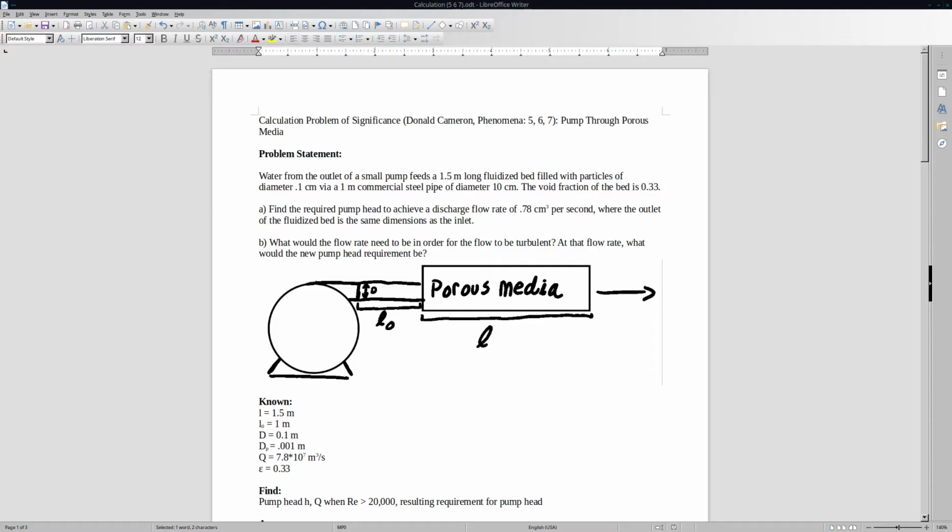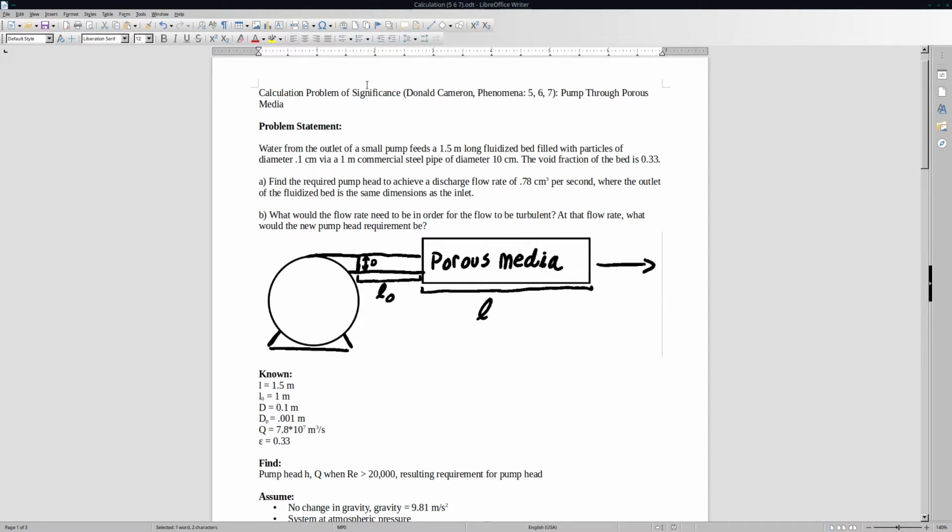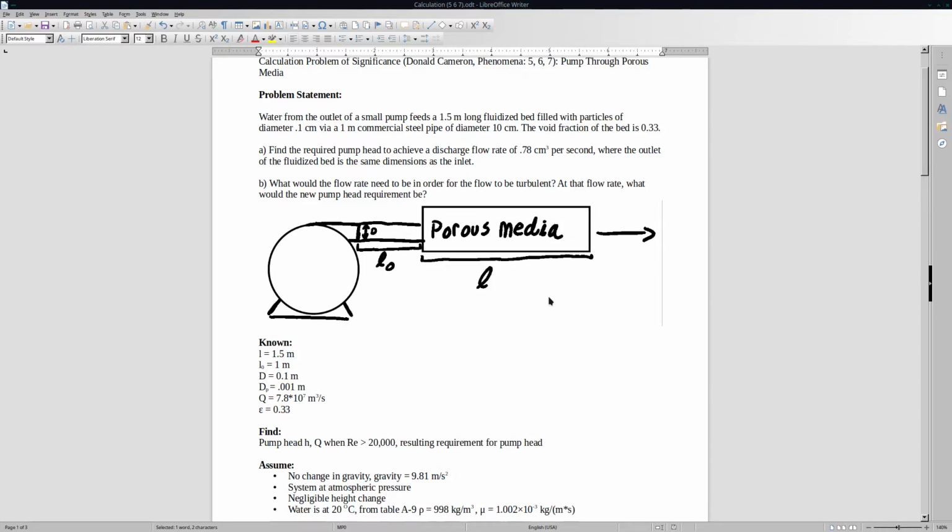This problem covers concepts 5, 6, and 7: internal fluid flow with friction loss, pump analysis, as well as flow through porous media. So our problem definition involves a pump pumping through a segment of pipe and a fluidized bed. We have givens for the physical situation, which are here for all the different properties of the system.